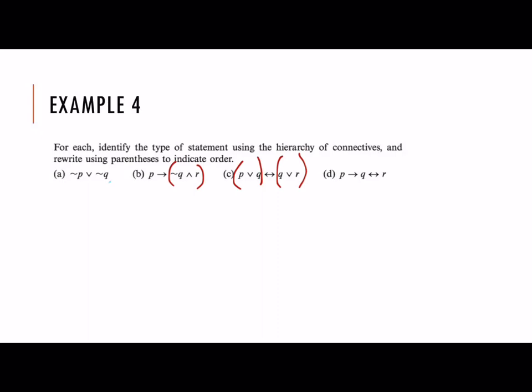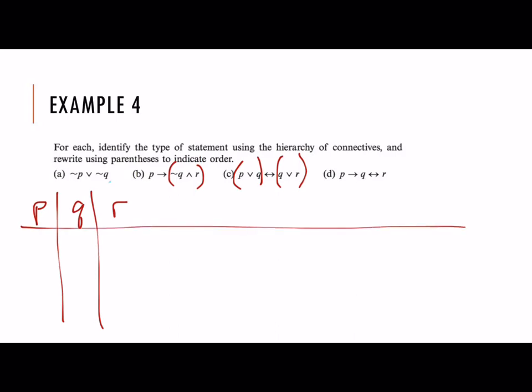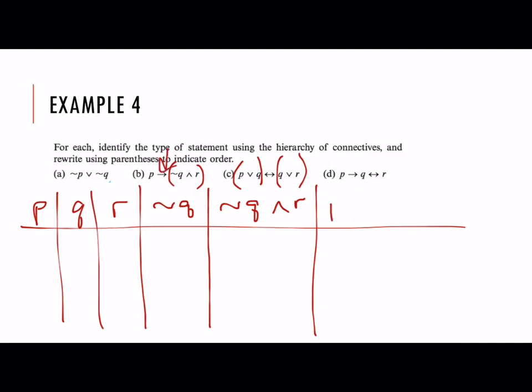So for part B, we would have columns for P and Q and R, right? And then I would do the parentheses next, and within the parentheses I would do the negation first. So I would do the negation of Q, then I would do the and, and then finally I would go back and do the whole conditional. Not Q and R.